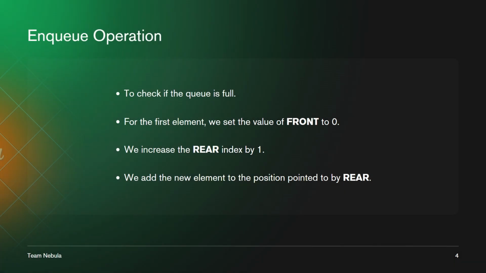Enqueue operation. The enqueue operations are as follows. To check if the queue is full. For the first element, we set the value of front to 0. We increase the rear index by 1. We add the new element to the position pointed to by rear.